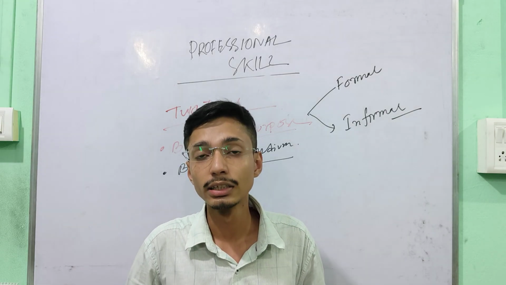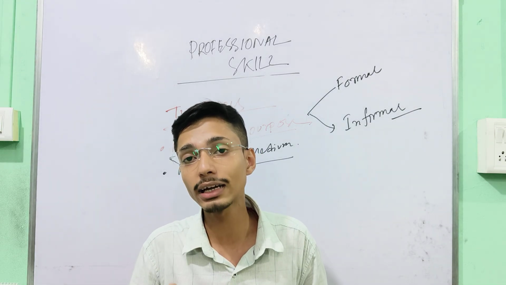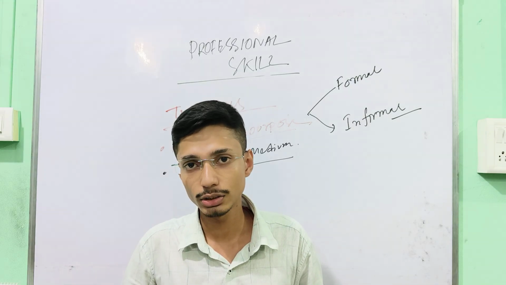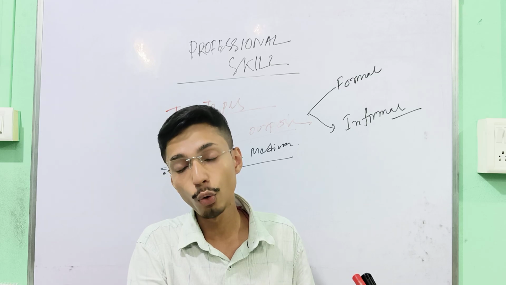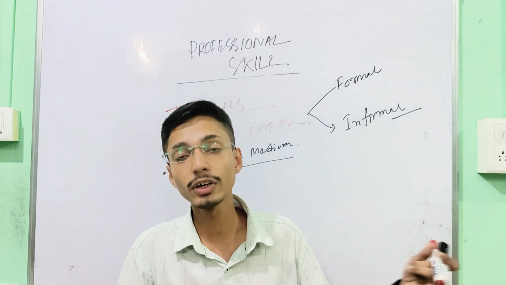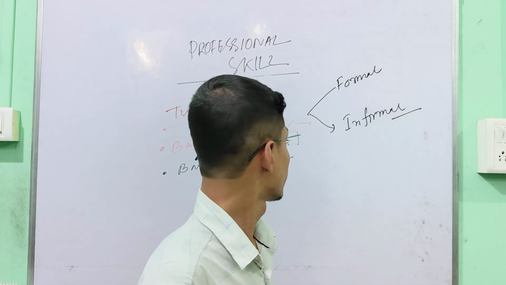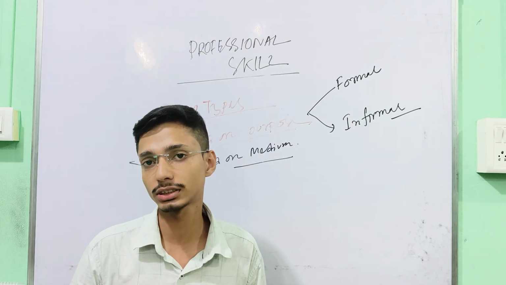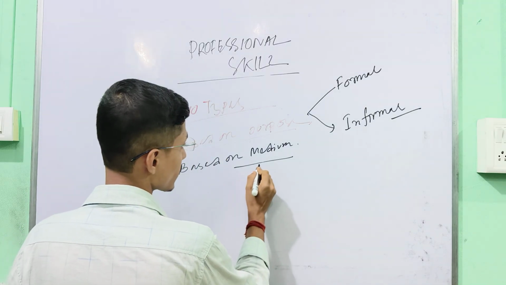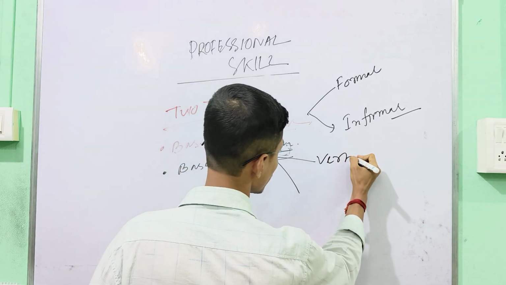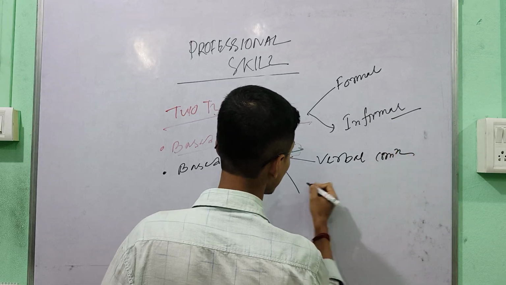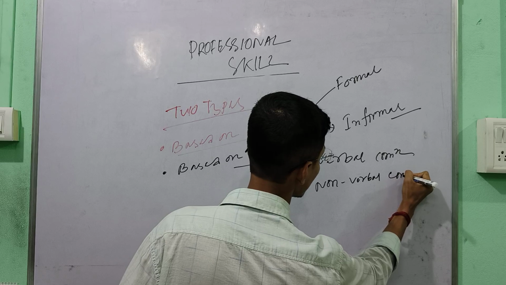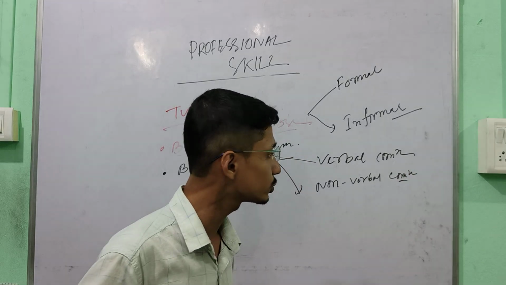For example, the communication between an auto driver and a passenger, where both of them are different personalities. They didn't know each other from the first point to the last point. And then secondly, based on medium, communication is mainly of two types. One is verbal communication and another one is non-verbal communication. So what is verbal and what is non-verbal?